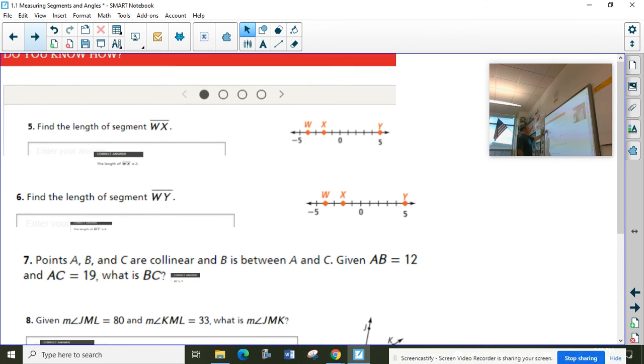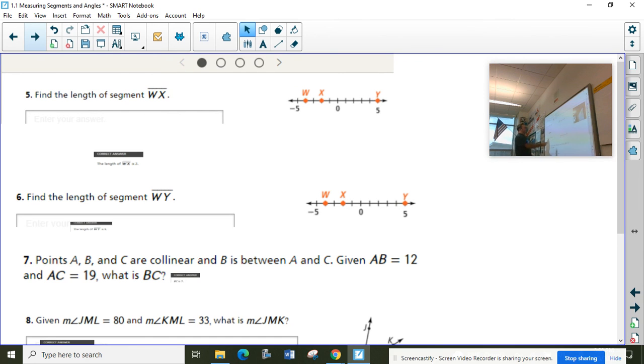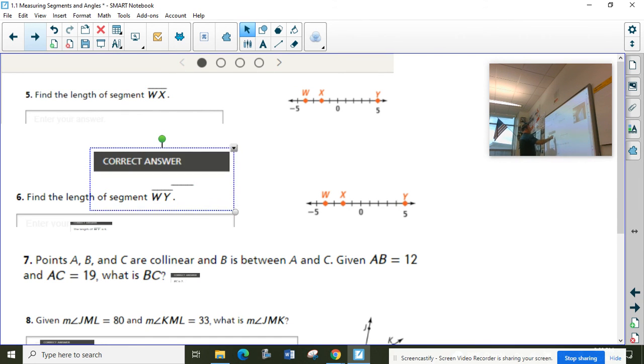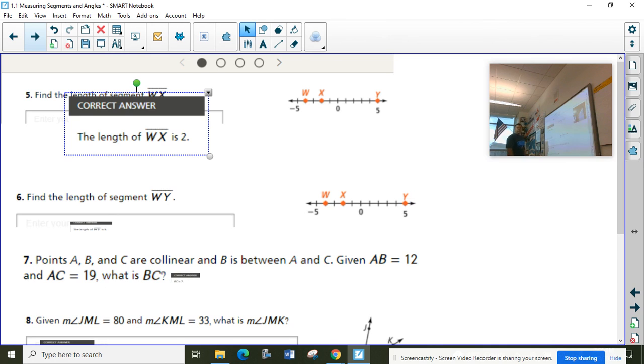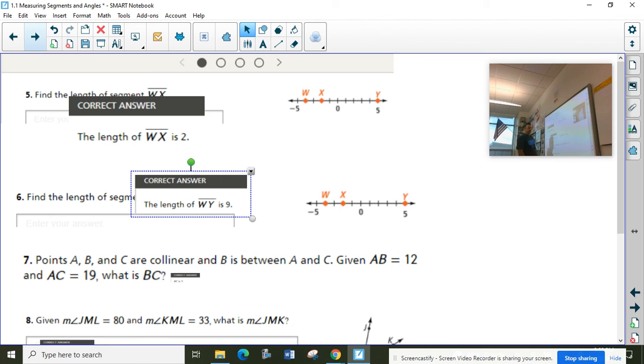All right, so let's find a segment here. What is W to X? Oh, come on, man, that's easy. 2, right? Boom, 2. Hopefully you paused the video and everything there. How about W to Y? 1, 2, 3, 4, 5, 6, 7, 8, 9. Boom, 9, right?